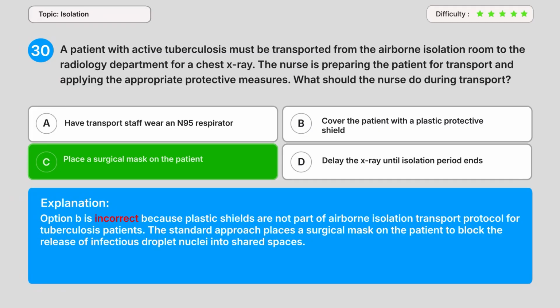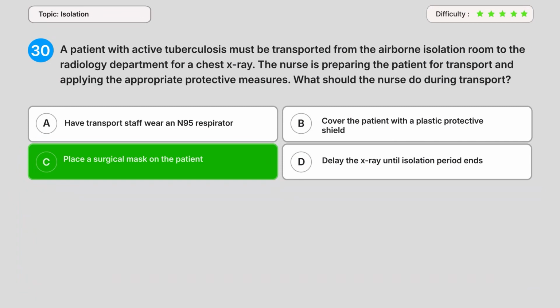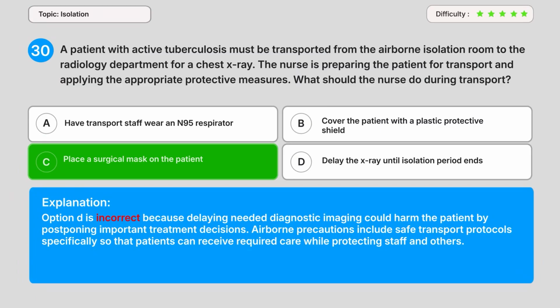Option B is incorrect because plastic shields are not part of airborne isolation transport protocol for tuberculosis patients. The standard approach places a surgical mask on the patient to block the release of infectious droplet nuclei into shared spaces. Option D is incorrect because delaying needed diagnostic imaging could harm the patient by postponing important treatment decisions. Airborne precautions include safe transport protocols, specifically so that patients can receive required care while protecting staff and others.